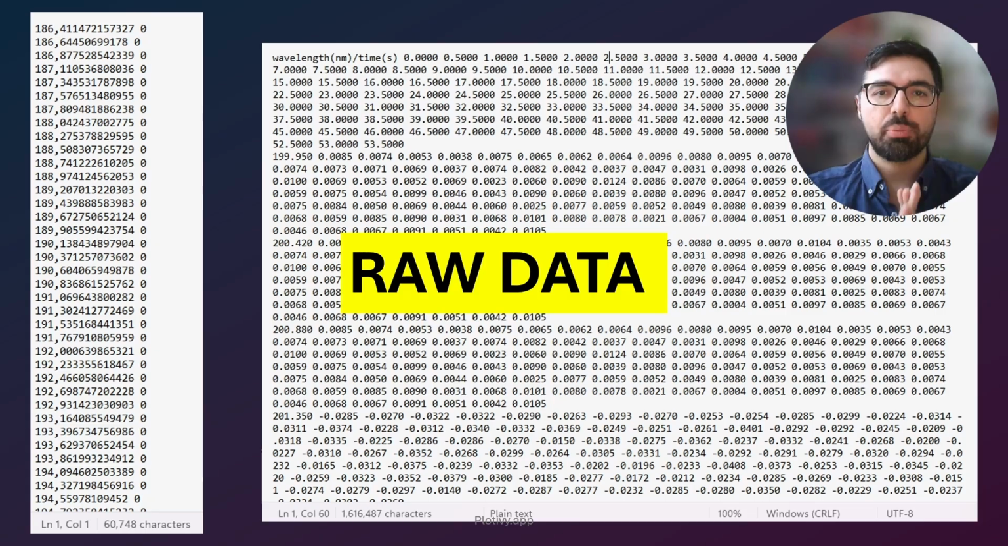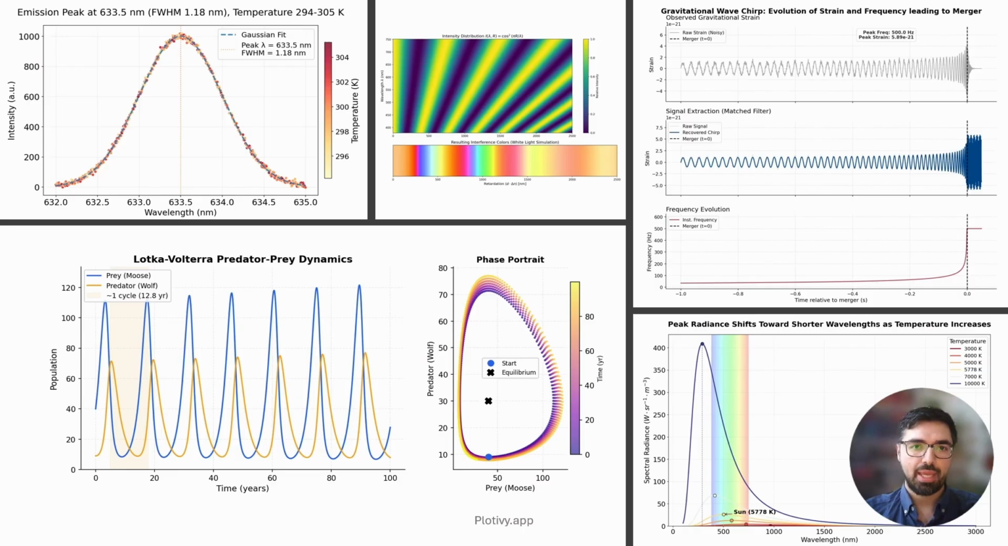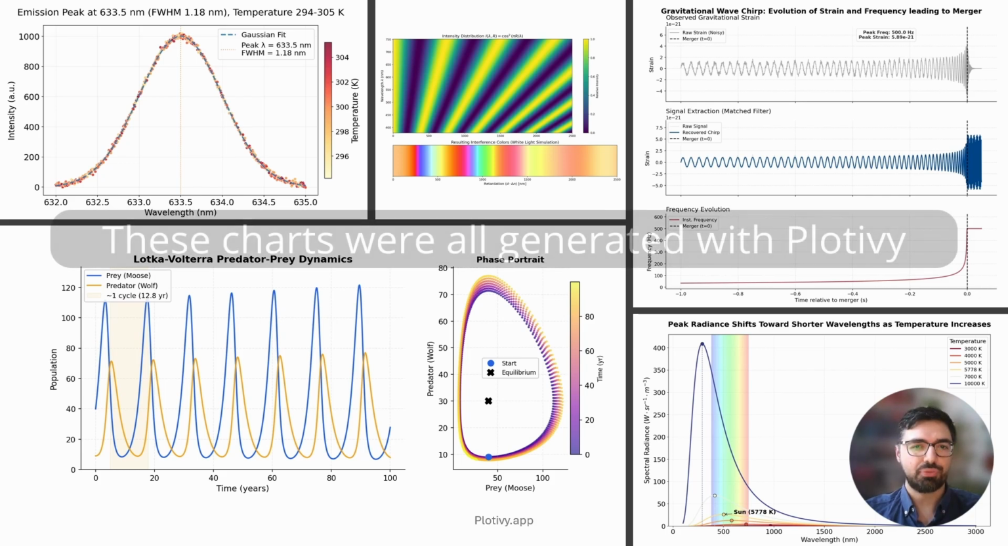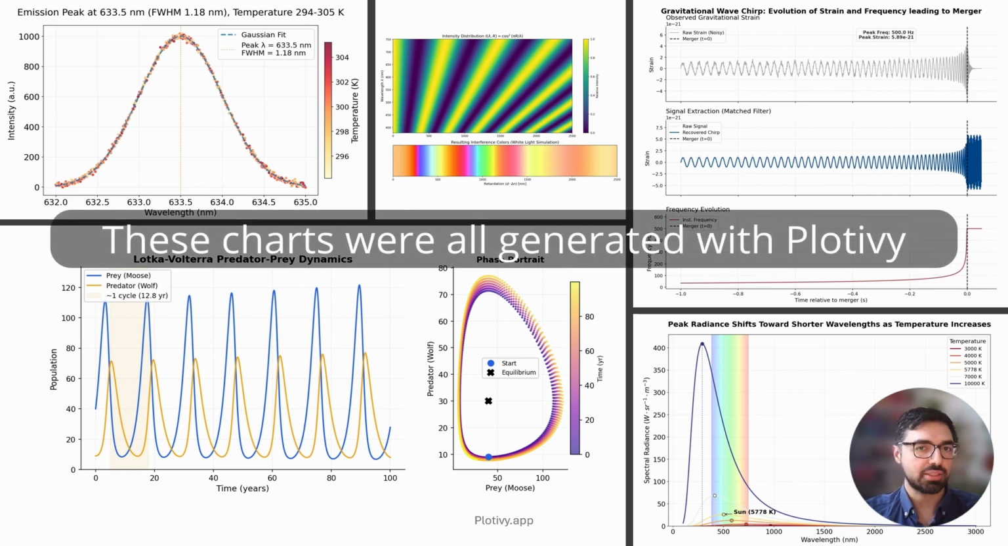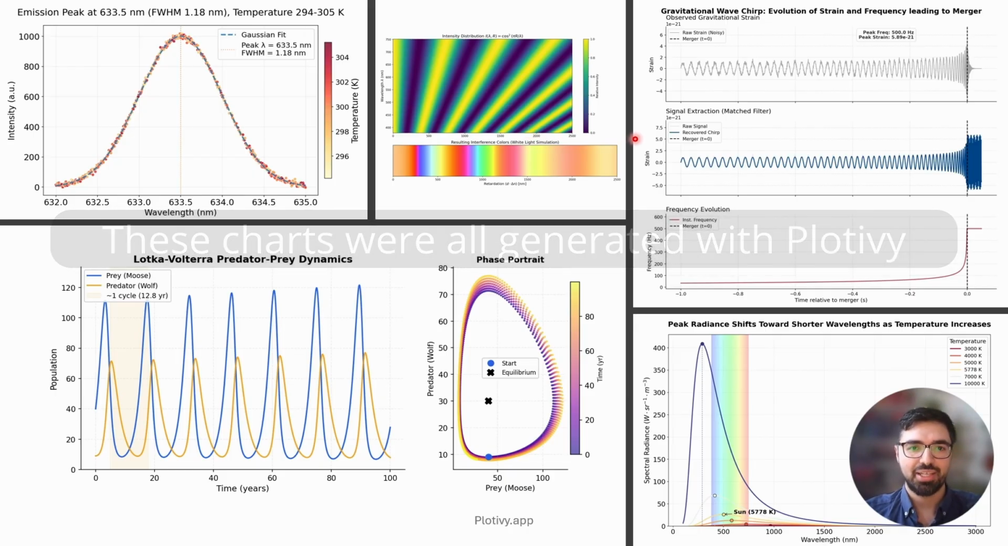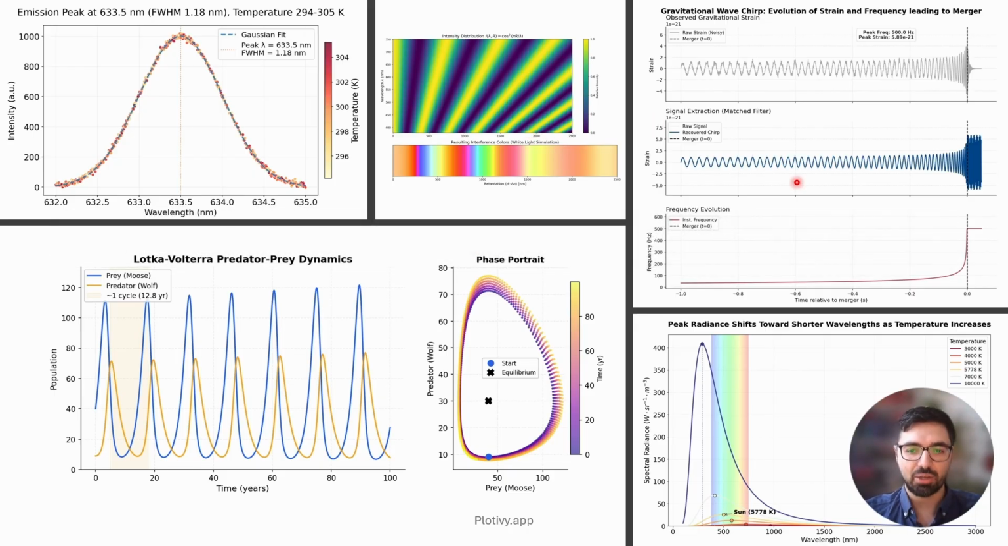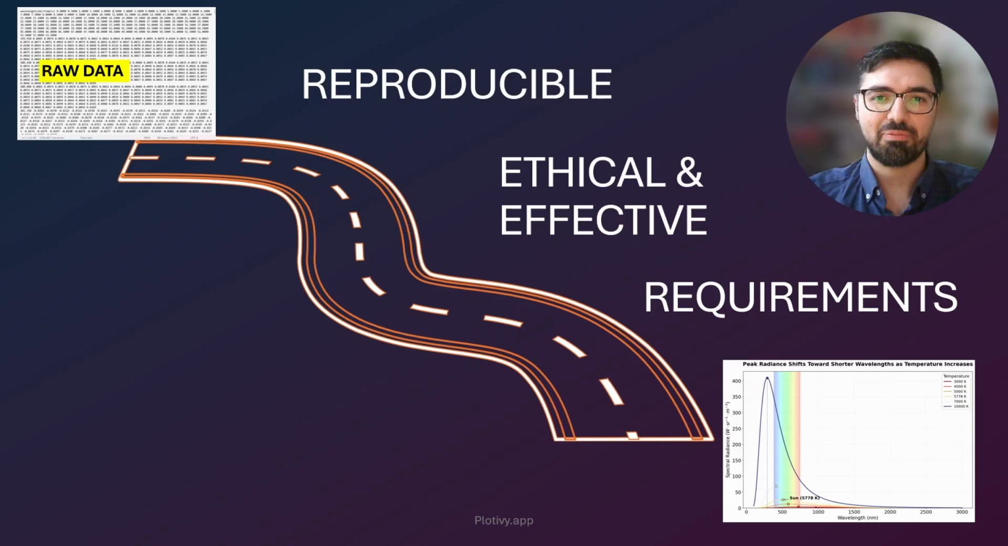How do we move from raw experimental data, such as the one represented here, whatever shapes they come in, to a visualization that is beautiful, honest, and publishable? And how long and how difficult do you think it will be to do it with the standard tools like Excel, OriginPro, MATLAB, or Python? That's the core question that Plotivy was built to answer: how to generate such charts in an effective way.